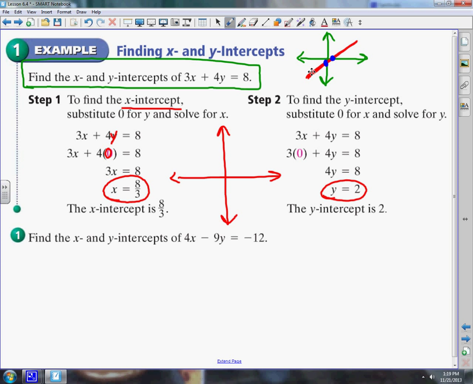Because I would go on the x-axis, 8 over 3 is 2 2/3, so I'd go to 2 2/3, I'd make a dot. And then y is 2, and I'd make a dot, and then I'd connect those two dots, and then I'd draw on my graph.